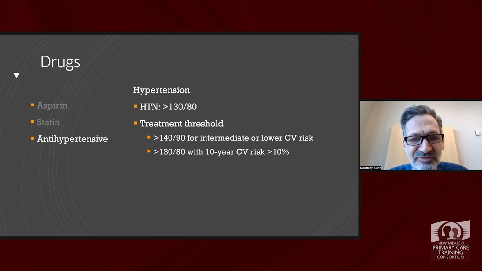And then again, U.S. Preventive Services Task Force, AHA recommendations are to start treating if they're greater than 140/90 for intermediate or lower cardiovascular risk. Start an antihypertensive at greater than 130/80 for a high cardiovascular risk, which is greater than 10% for their 10-year risk.